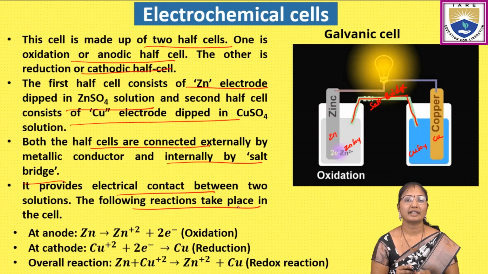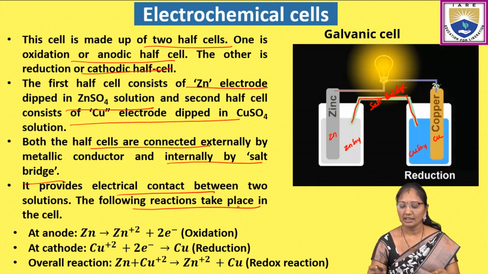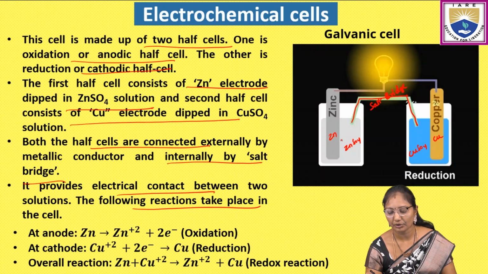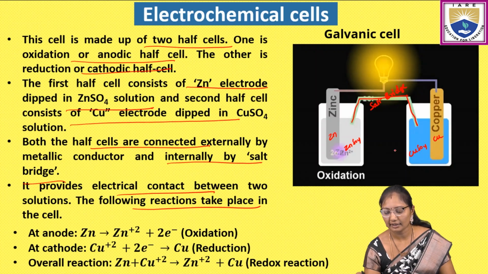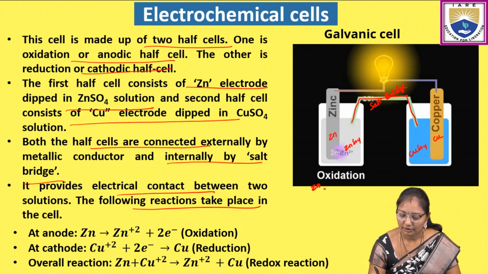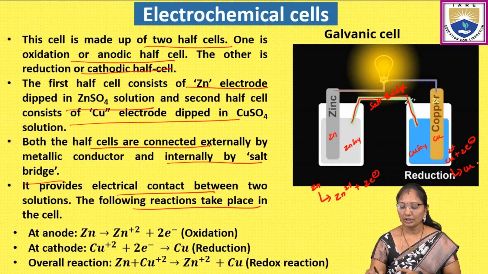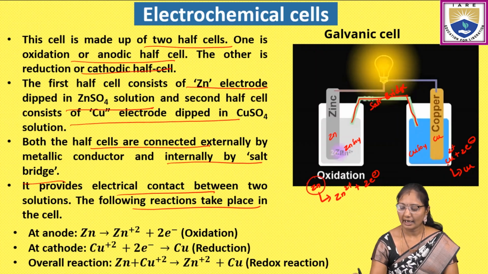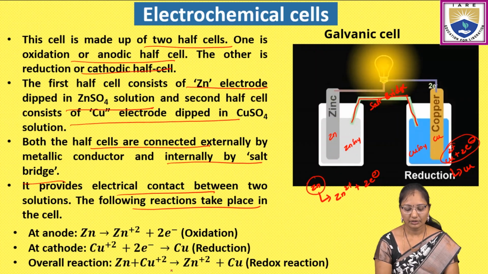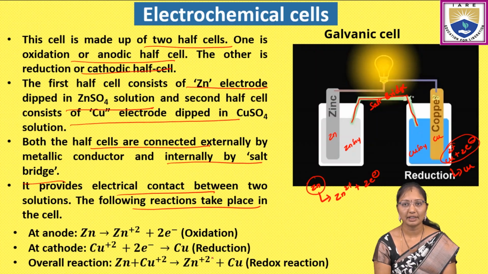The following reaction takes place in the cell. First, the zinc loses 2 electrons. These 2 electrons travel and reach the copper. Zinc gives rise to Zn2+ and 2 electrons. Copper gains the 2 electrons: Cu2+ plus 2 electrons gives copper. So this is the overall reaction: Zn plus Cu2+ gives Zn2+ plus Cu.